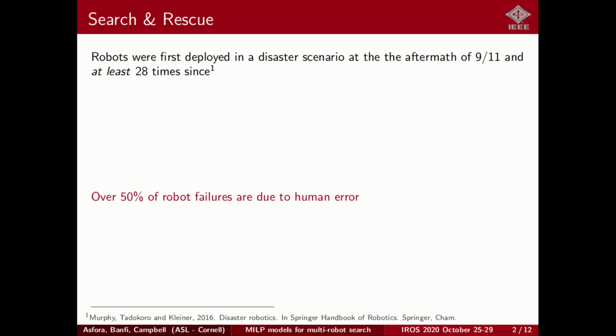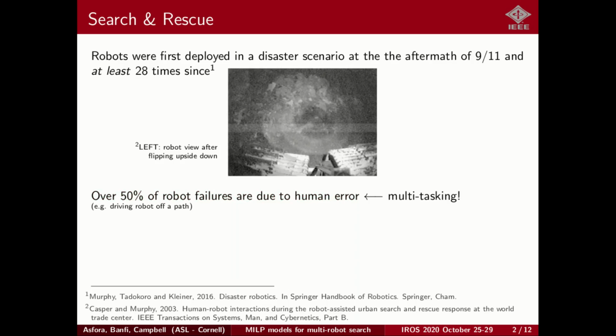We know that robots were first deployed at a disaster scene in the aftermath of 9/11 and many times since then. However, according to a 2016 survey, over 50% of robot failure is still due to human error. For example, the operator tries to multitask and ends up accidentally driving the robot off a path, resulting in this very confusing view that you can see here.